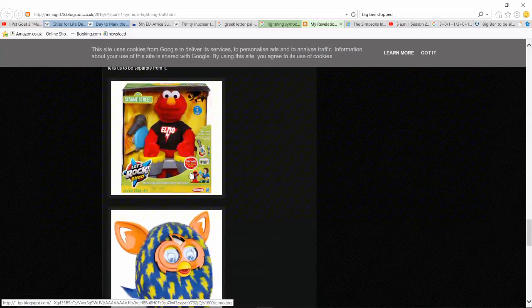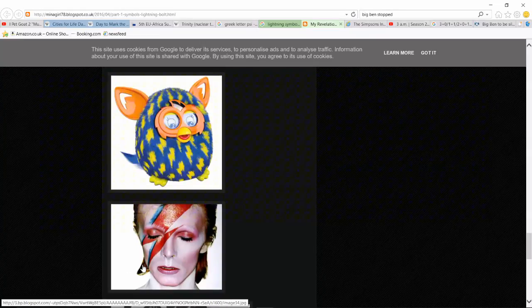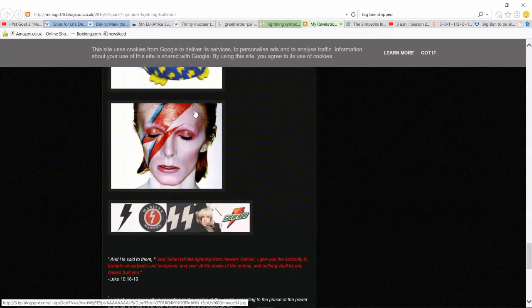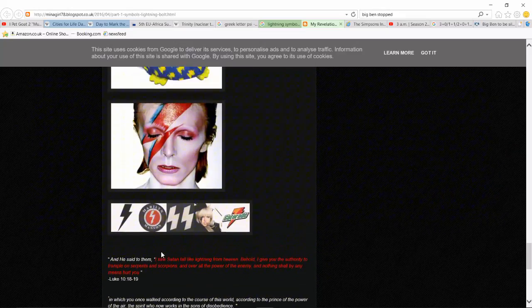It's not just in movies and TV shows and on rock bands, but you've got it on the kids' stuff as well. So Elmo and the Furbies, and I can't remember the name of this artist, but he's got it slashed across his face, and you've got it on Lady Gaga as well. So that lightning symbol has a lot of meaning behind it.